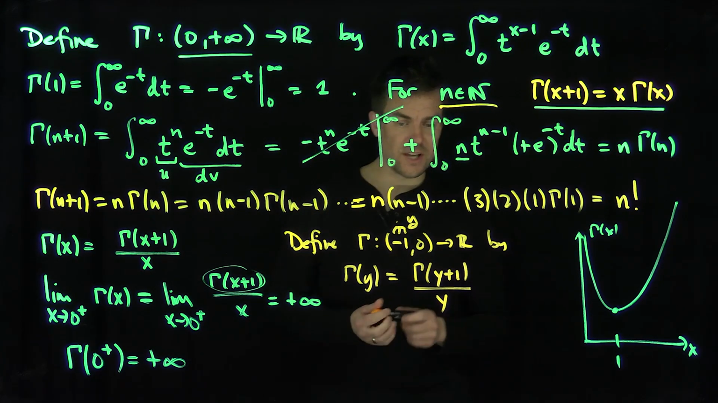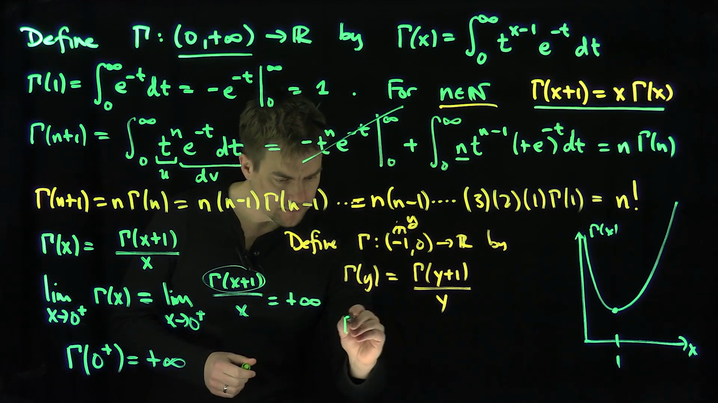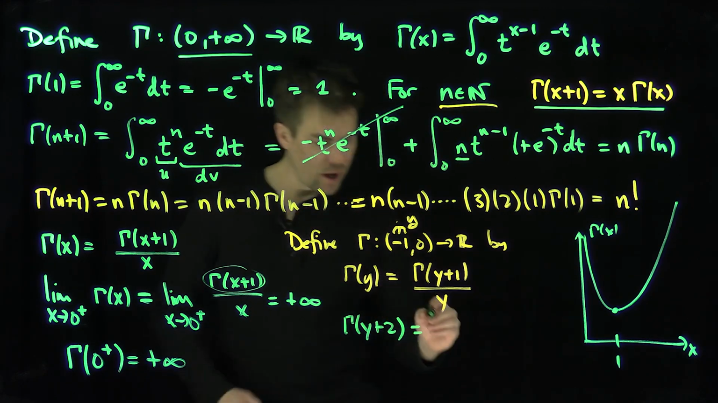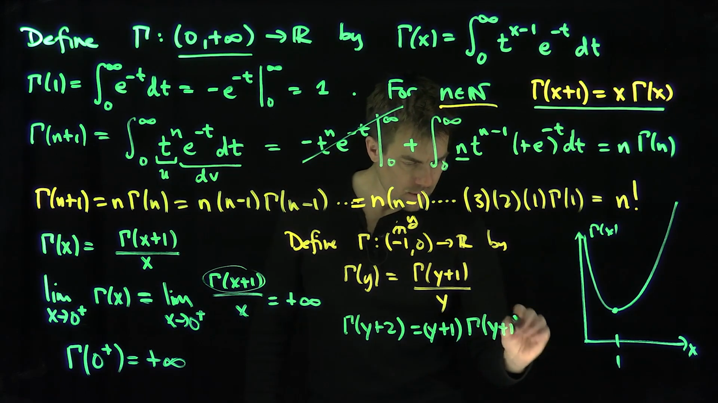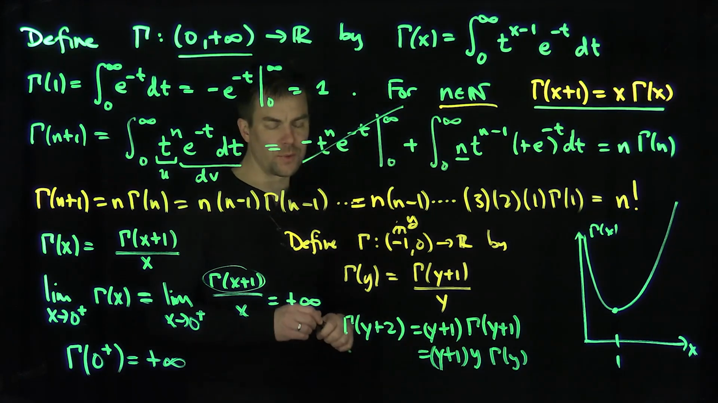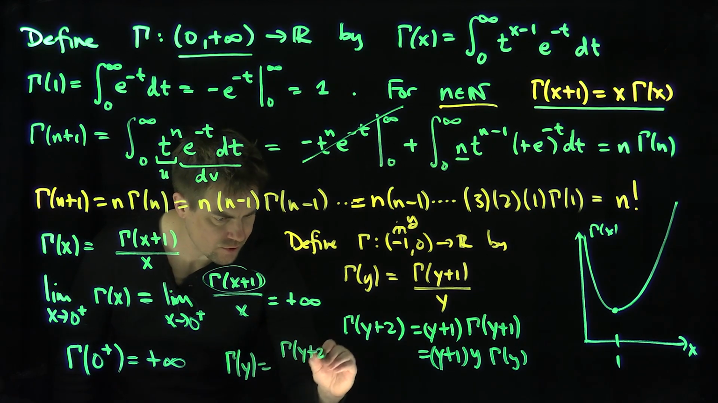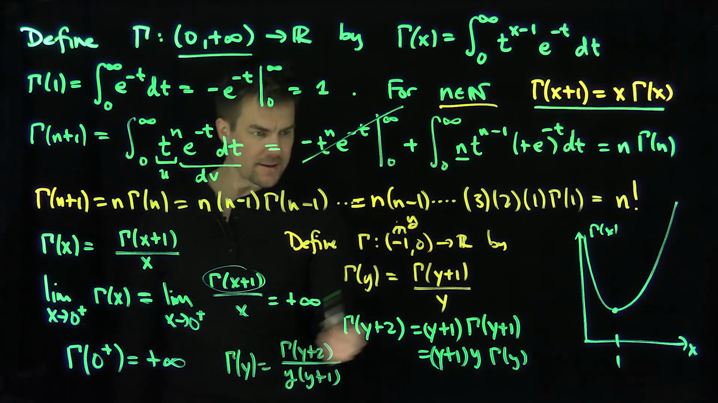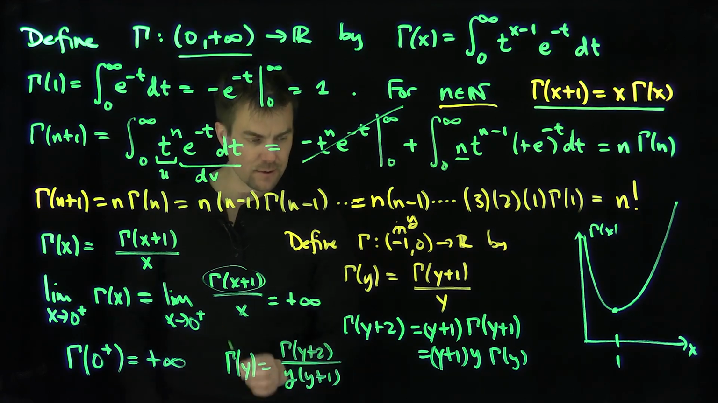Then similarly, we can do the same sort of trick. If I wanted to go between -2 and -1, what I could do is the following. Notice that gamma of y plus 2 is y plus 1 times gamma of y plus 1, which is y plus 1 times y times gamma of y. This allows me to write gamma of y as gamma of y plus 2 over y times y plus 1. This allows me to define gamma between -2 and -1 using this formula, because it pushes the argument into the right regime.